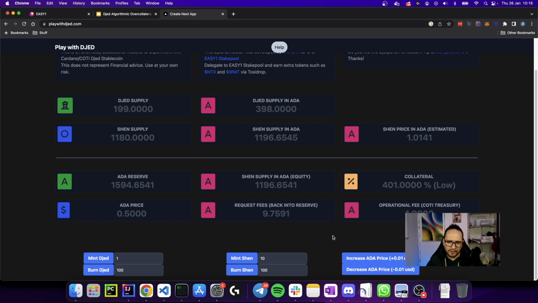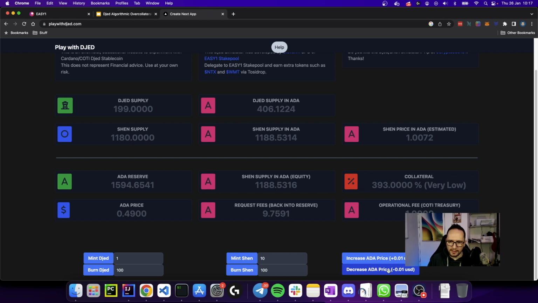The ADA price, in fact, plays obviously a huge role, because if the ADA price was stable, there wouldn't be any problem with the stablecoin, but the ADA price goes up and down. So using intuition, we know that if the ADA price goes down, the collateral goes down, and we need more ADA to keep the peg. The ADA price has been 50 cents all along, and at every press of the button, we're going to be removing a cent from the ADA price.